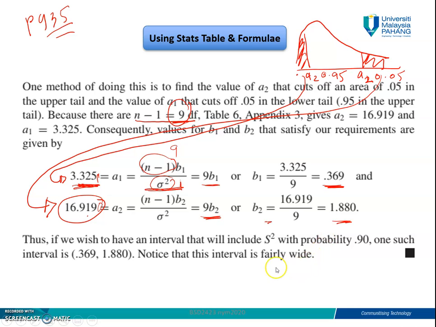So it's quite wide. You can find the range here. The range is equal to what? 1.88 minus 0.369. So you can see it's quite wide.